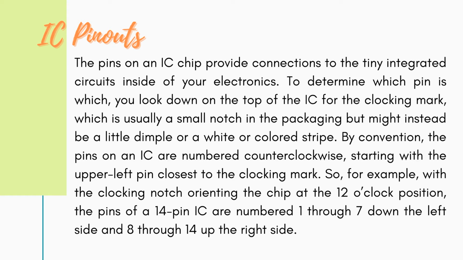To determine which pin is which, you look down on the top of the IC for the clocking mark, which is usually a small notch in the packaging but might instead be a little dimple or a white or colored stripe. By convention, the pins on an IC are numbered counterclockwise, starting with the upper left pin closest to the clocking mark. So, for example, with the clocking notch orienting the chip at the 12 o'clock position, the pins of a 14-pin IC are numbered 1 through 7 down the left side and 8 through 14 up the right side.